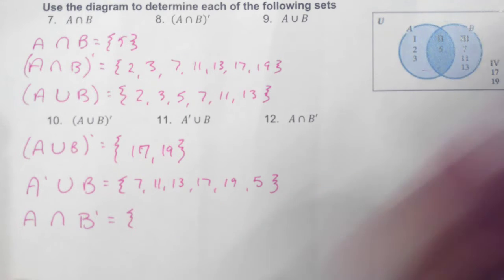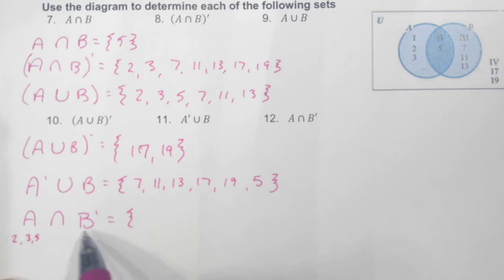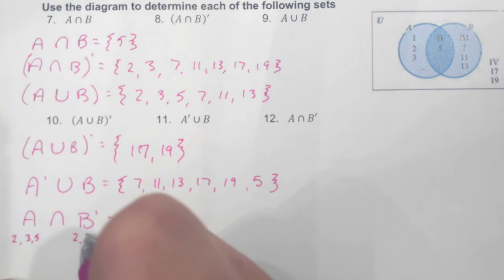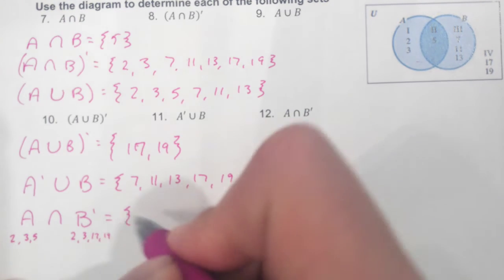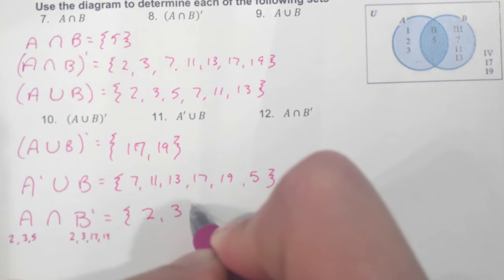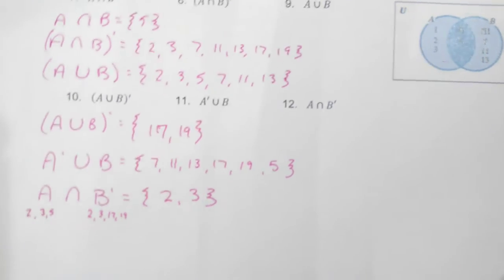So maybe it would be helpful if you wanted to write what's in A underneath it. 2, 3, and 5, right? What's not in B? 2, 3, 17, and 19. So what's in both of those lists? 2 and 3 are in both of those lists. So maybe that would be helpful if you want to write them down underneath it, and then that might help you so you don't have to think about it so much.